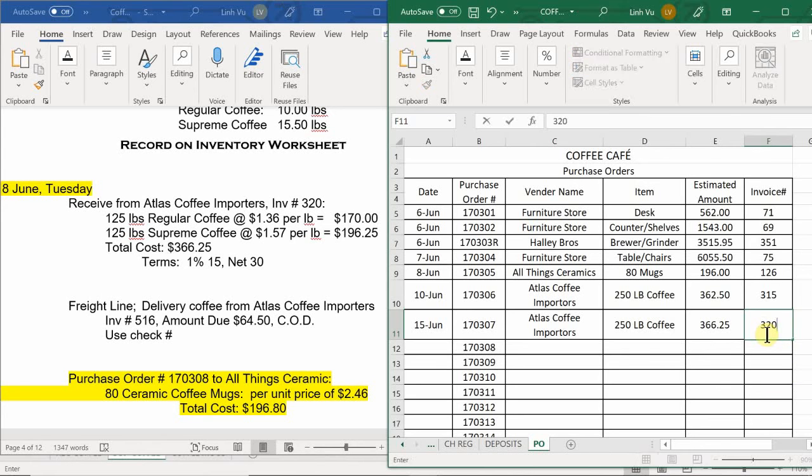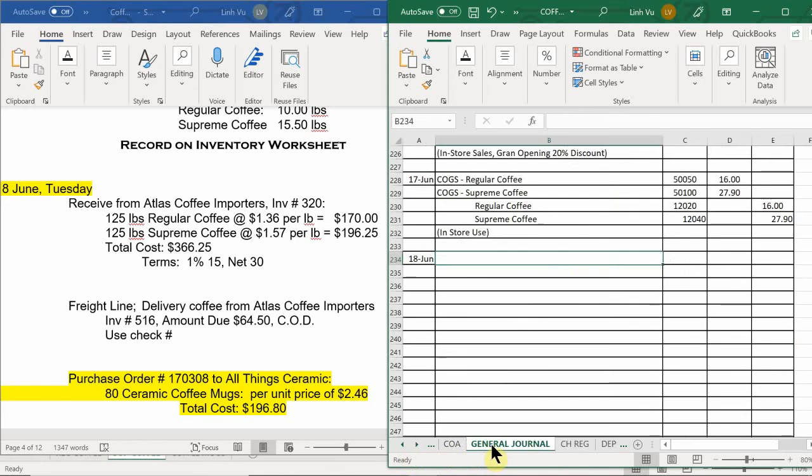Okay, 320, right? So what do we do with this coffee? We have to write in the inventory. Well, first you want to do the journal? Yeah, let's do the journal first, and then we do everything else afterwards. So we increase the coffee regular and the supreme. Good. And we have accounts payable. We don't pay anything yet.